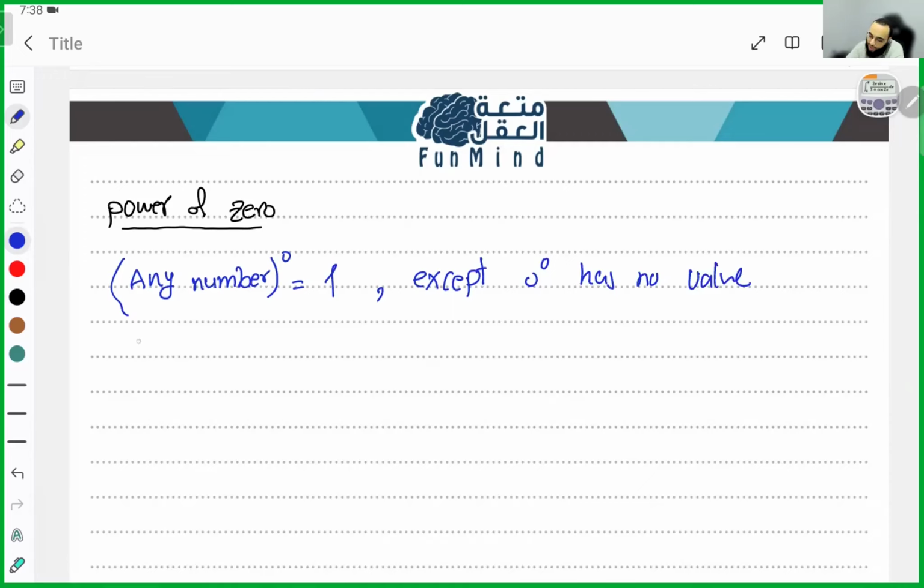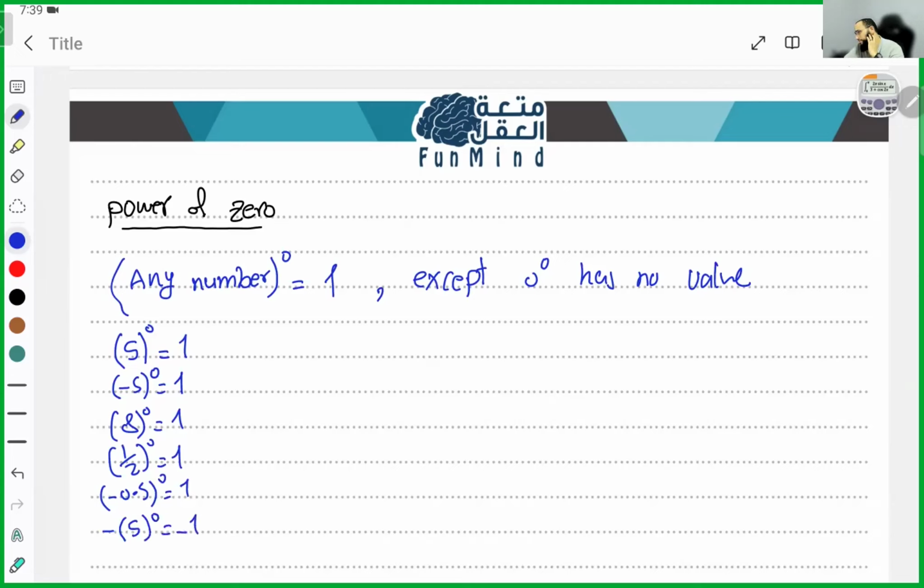So if you have 5 power of 0, it's 1. If you have negative 5 in brackets power of 0, also it's 1. If you have 8 power of 0, also 1. Half power of 0, also 1. Negative 0.5 in brackets power of 0, it's 1. But if you have negative 5 power of 0 without brackets, it's negative 1.